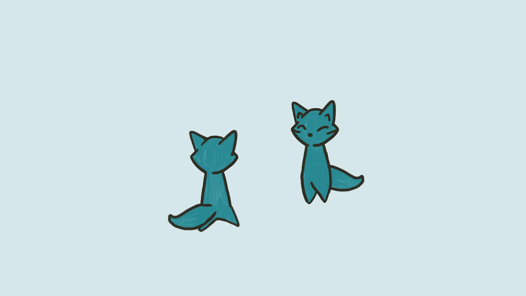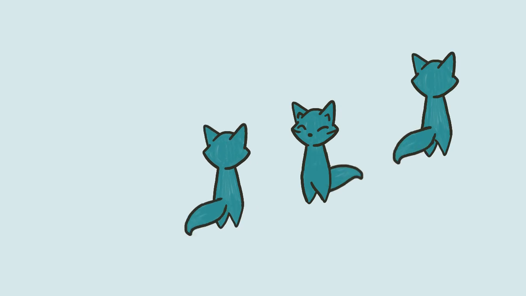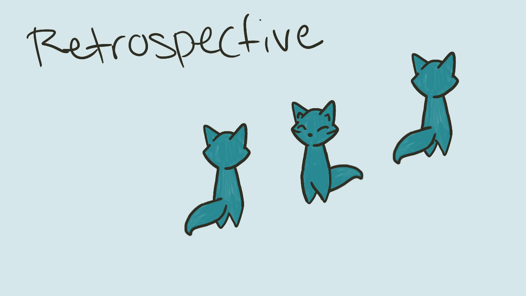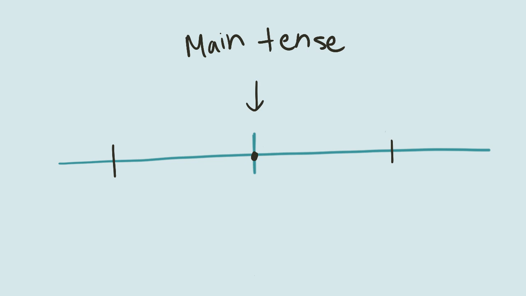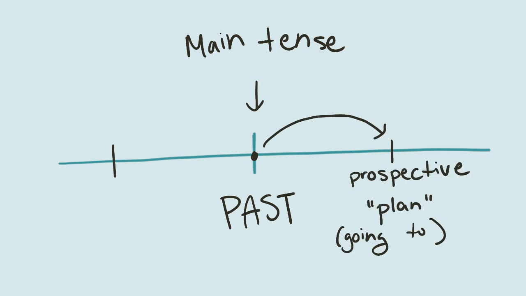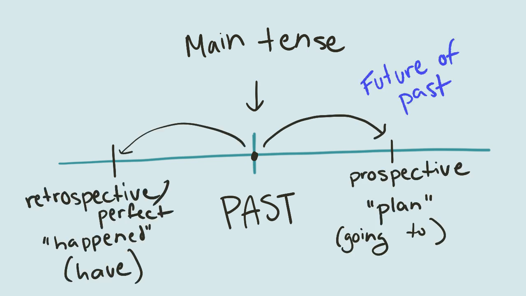So, how do you talk about the past's past or the past's future? I hope you've guessed it by now. We're talking retrospective and prospective aspect. Going back to our timeline, if the main tense is past, then we use prospective to talk about the future in the past, and retrospective to talk about the past in the past.